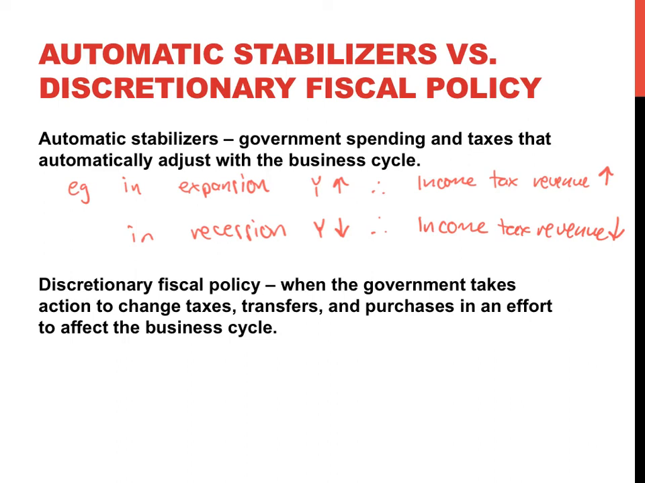Discretionary fiscal policy is when the government takes direct action to change taxes, transfers, or government purchases in an effort to affect the business cycle. So for instance, during the Great Recession, the federal government offered a $600 tax credit. So in 2008, whatever you had to pay in taxes, you could subtract $600 from that. And if you didn't owe $600 in taxes, then you got that money back in your pocket. And the idea is that that's going to stimulate consumer spending.